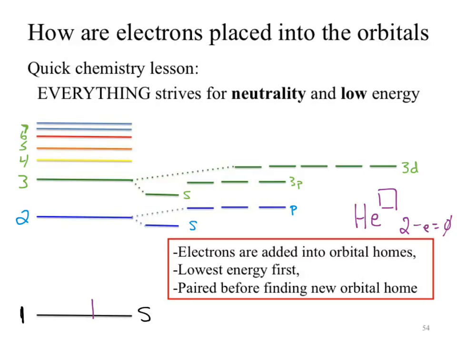The very first energy level. Why? Lowest in energy. Where's the next electron go? Okay. Why do we put it right next to it? Thought electrons repelled each other.